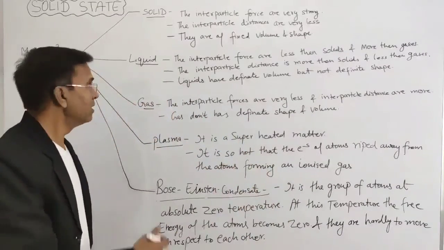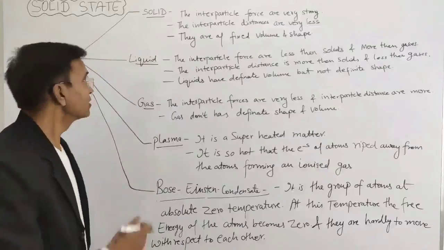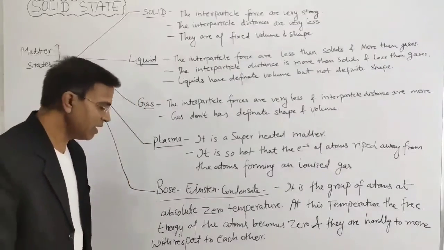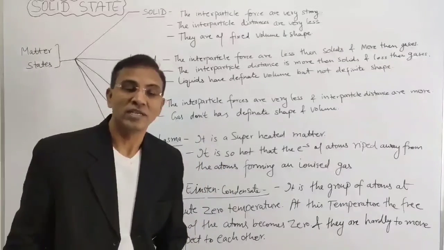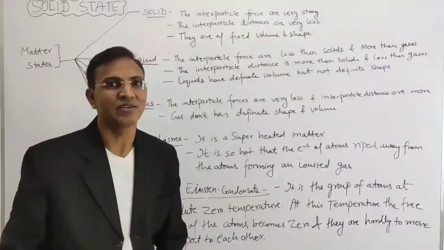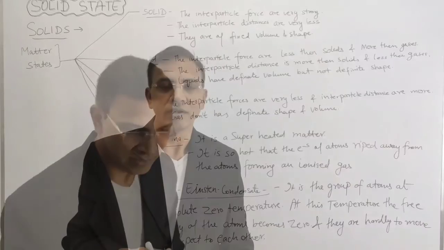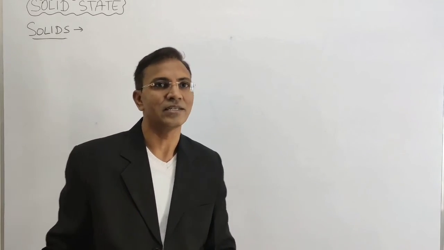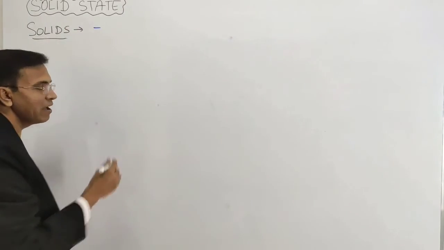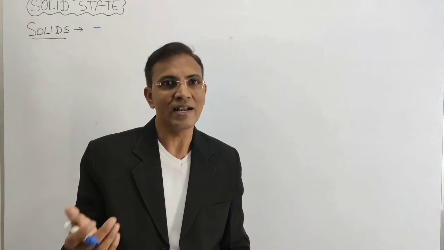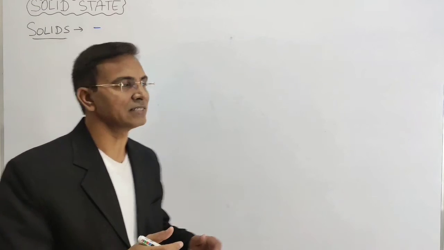So these are the states of matter: solid, liquid, gas, plasma, and Bose-Einstein. In this chapter, solid state, we are going to study the solid state of matter. Right? Now let's move. We are going to study the solid state. So the properties first: they have more interparticle forces and less interparticle distances.